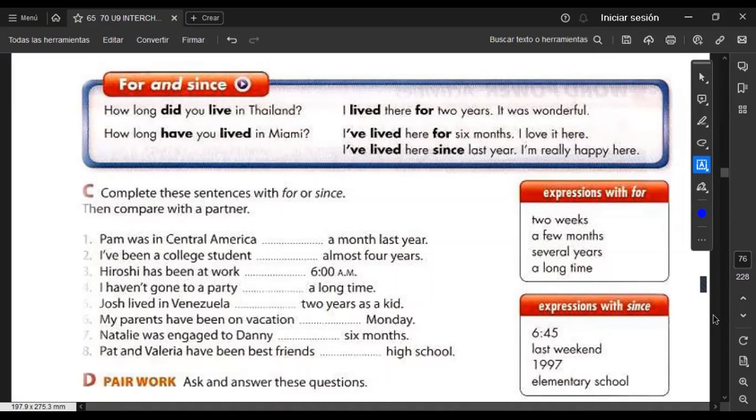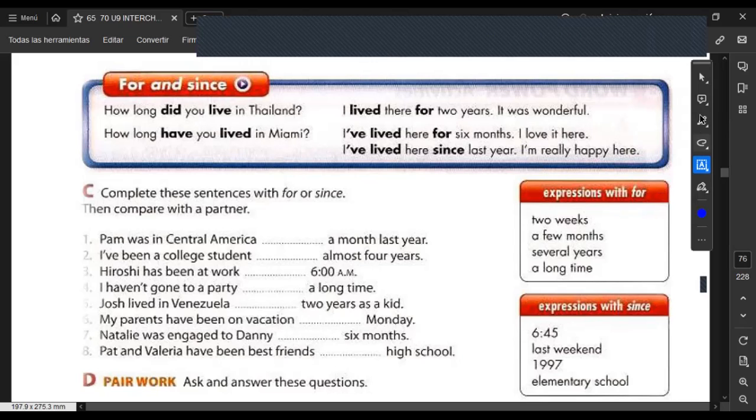Okay, so tenemos for y tenemos since. Yo ya hace días le mandé una imagen que se la voy a reenviar ahorita para cuándo utilizar for y cuándo utilizar since. Entonces, allí tenemos esta imagen. For lo utilizamos con un periodo de tiempo específico, ¿verdad? Y con algunas frases, ahí lo tienen en WhatsApp. Tenemos for 2 weeks. Entonces, si en la oración tenemos 2 weeks, vamos a usar for.